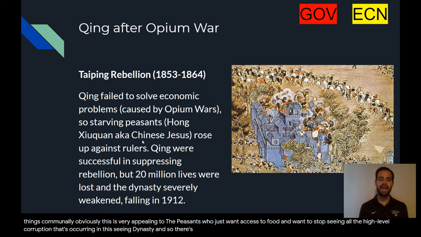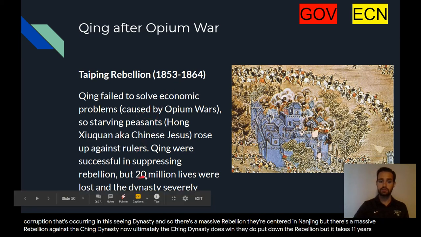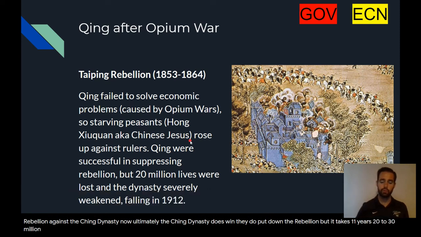And so there's a massive rebellion. They're centered in Nanjing, but there's a massive rebellion against the Qing dynasty. Now, ultimately, the Qing dynasty does win. They do put down the rebellion, but it takes 11 years and costs millions of lives. Anywhere from 20 to 30 million lives are going to be lost.